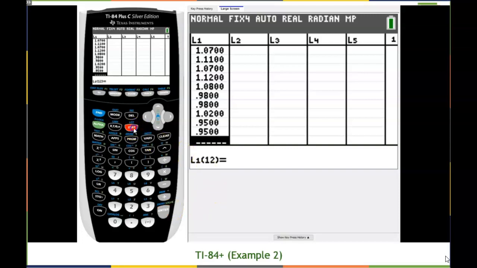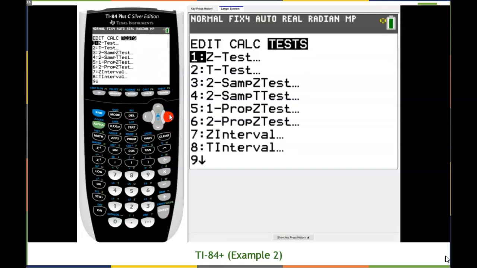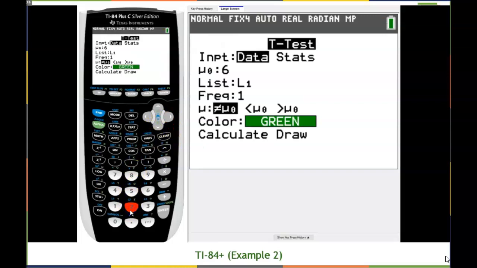So tests are under Stat. Run over to Tests, down to T-Test. Now my input is not stats, it's data. So I'm going to go ahead and click on data. My mu 0 is what is the average conductivity of this type of glass. Is it greater than 1? So my mu 0, my initial mu, is 1.